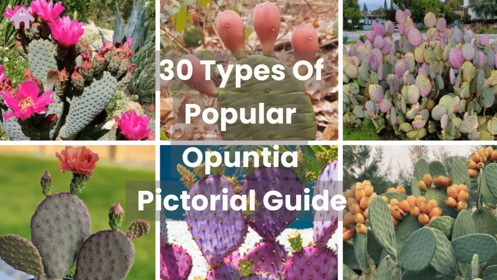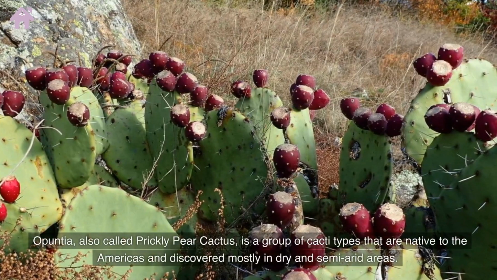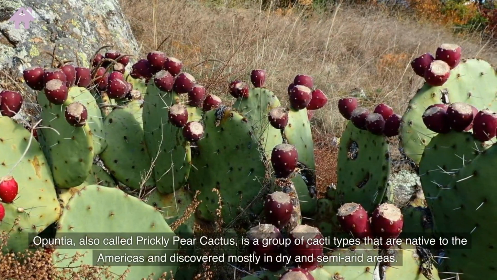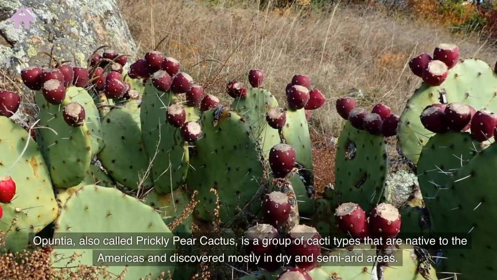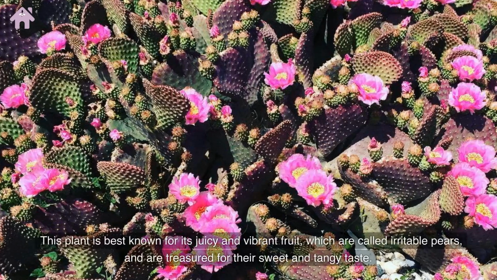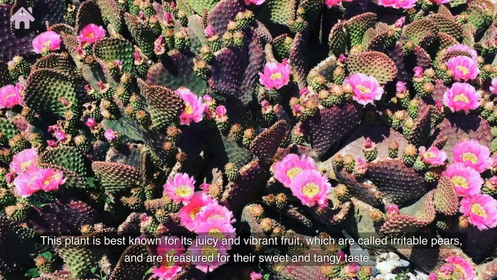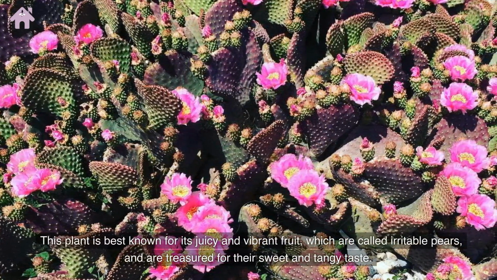30 Types of Popular Opuntia Pictorial Guide. Opuntia, also called prickly pear cactus, is a group of cacti types that are native to the Americas and discovered mostly in dry and semi-arid areas. This plant is best known for its juicy and vibrant fruit, which are called prickly pears, and are treasured for their sweet and tangy taste.